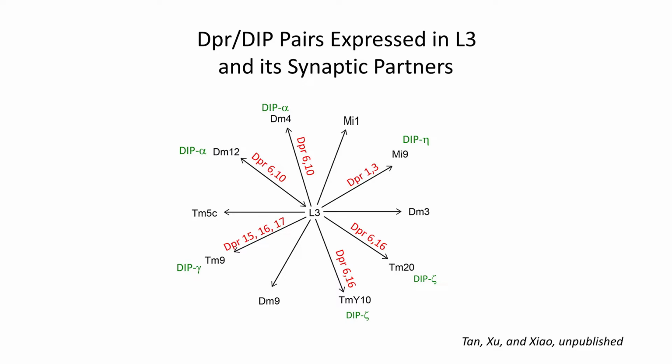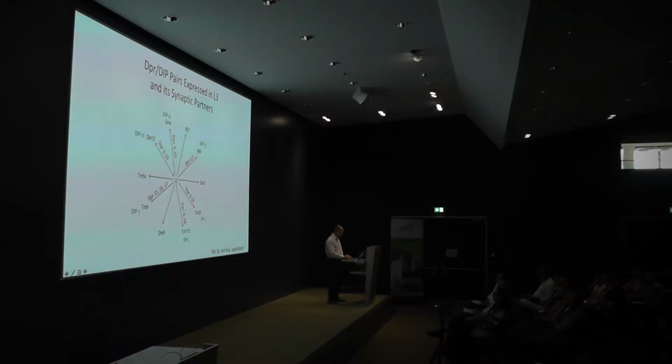So I want to summarize that here for one neuron that I'll describe some functional studies for in a moment. L3 has synaptic connections with over 10 partners. And that's shown as these arrows, with the arrow indicating the direction of synaptic transmission. Red indicates the DPRs that are expressed in L3. And there are multiple DPRs expressed in L3 in a dynamic way.